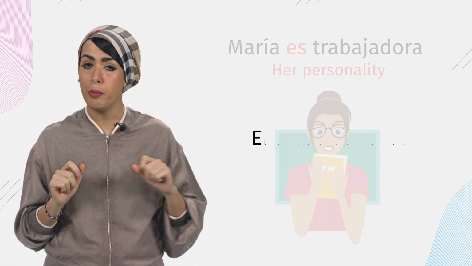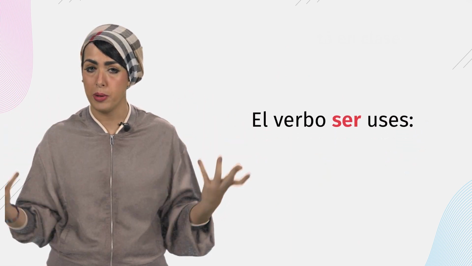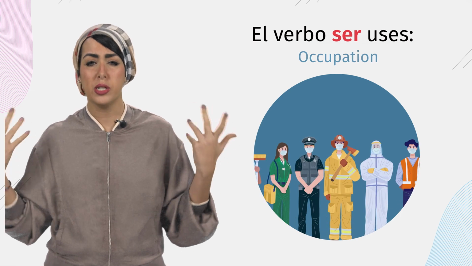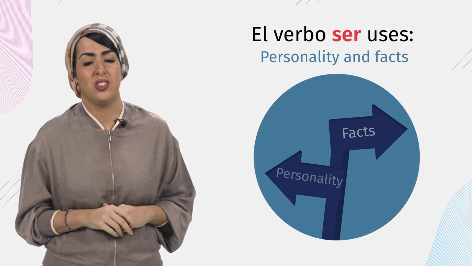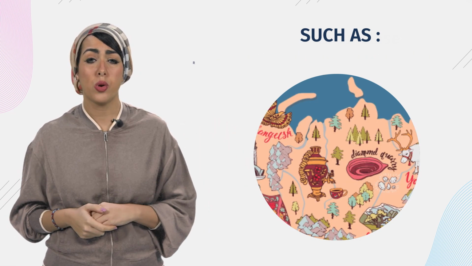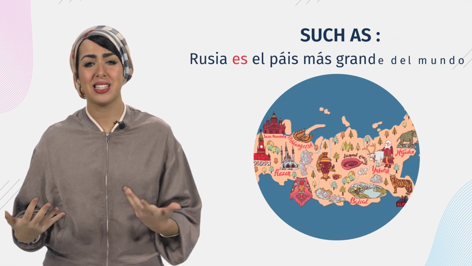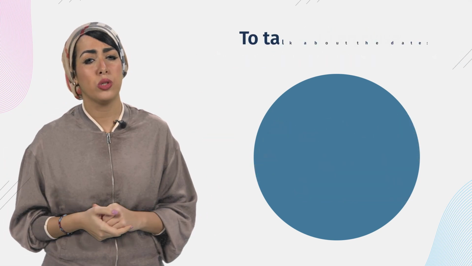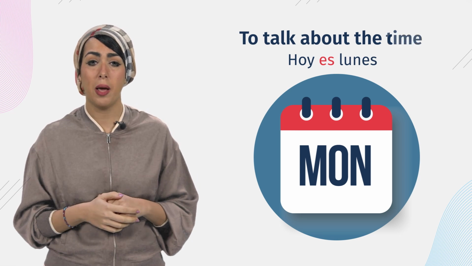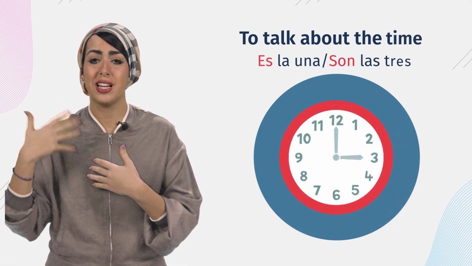So we use el verbo ser to talk about things that are permanent, like talking about your nationality, religion, occupation, personality, and facts, such as la capital de España es Madrid. Rusia es el país más grande del mundo. And also to talk about the date, like hoy es lunes, or the time, es la una, son las 3.